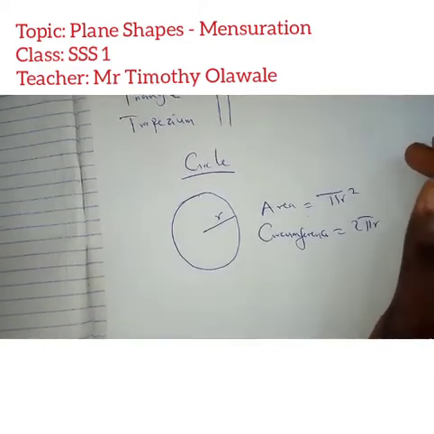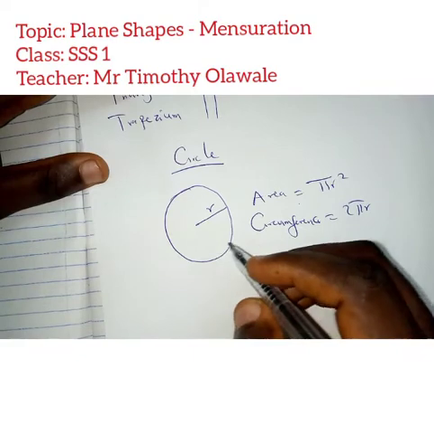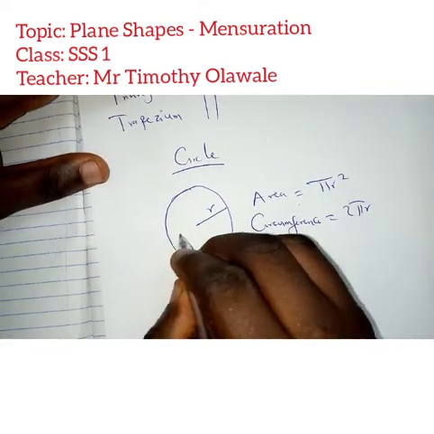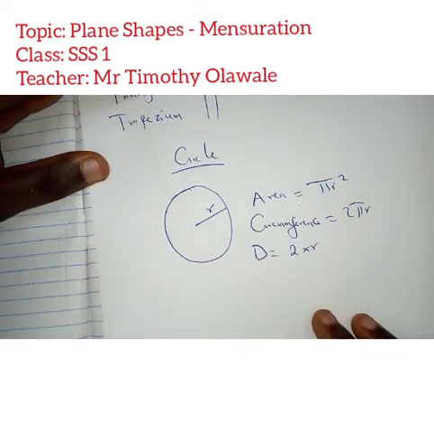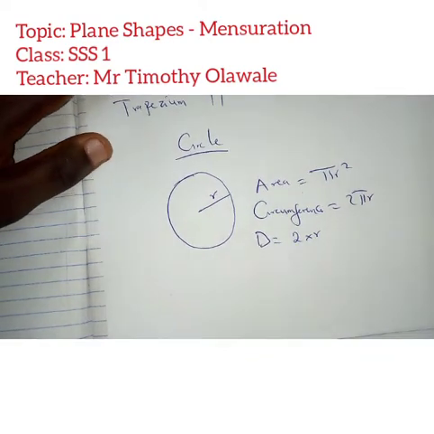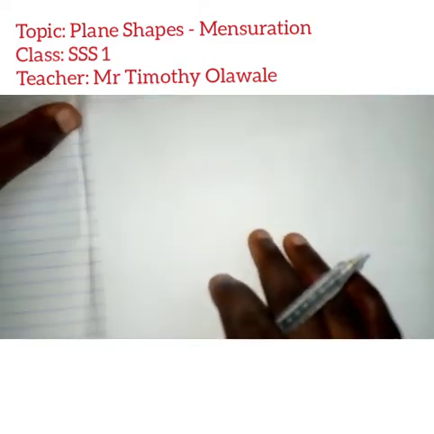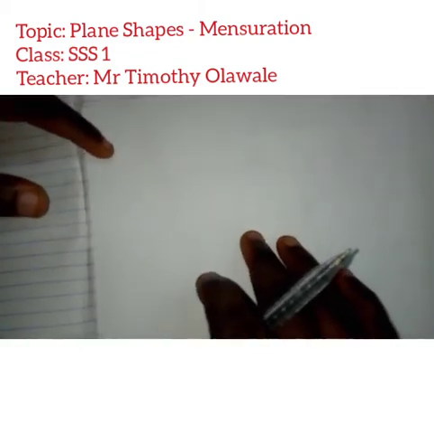Here r is the radius, and it's possible you are given the diameter. Diameter equals 2 times r. Diameter is a line that divides the circle into two equal halves. I'm sure this is clear enough. Let's go to the next one.